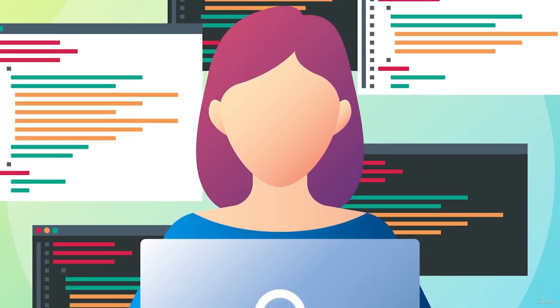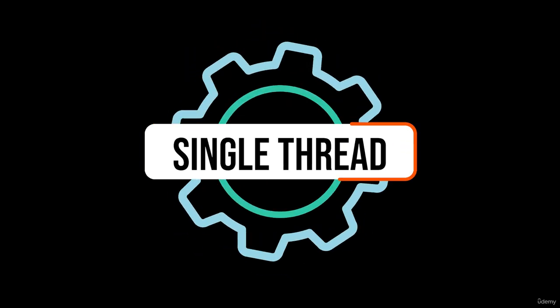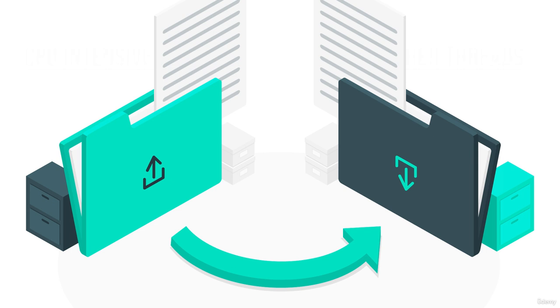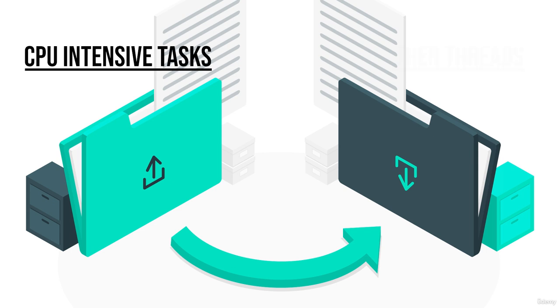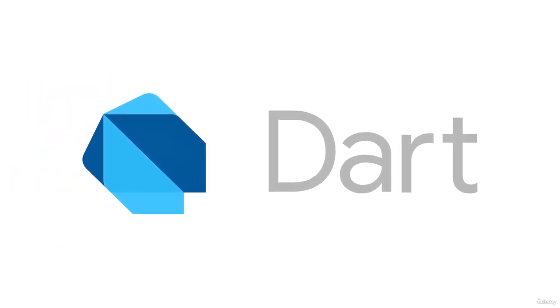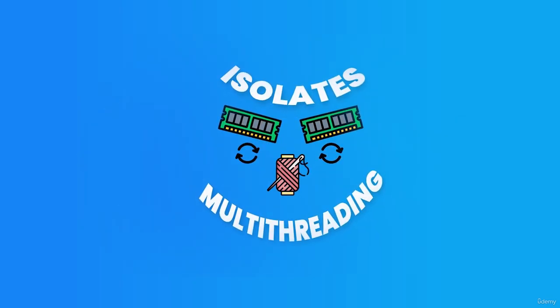So, why do we need multithreading? Let's say we have to perform many heavy computational tasks, and if they're being processed in a single thread, the app will probably freeze or the frames will drop. To prevent such situations, we need to transfer some of these CPU-intensive tasks to the other threads. Dart, despite being a single-threaded language, can perform tasks in multiple threads using isolates.